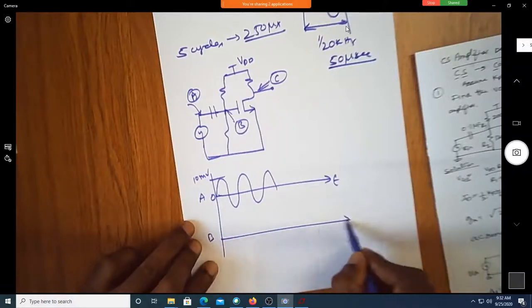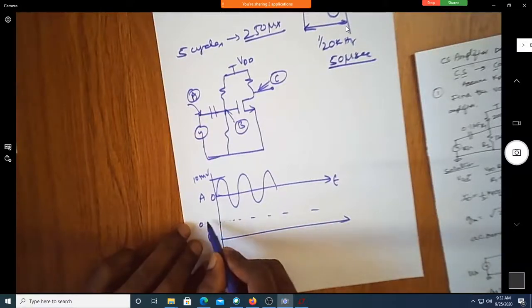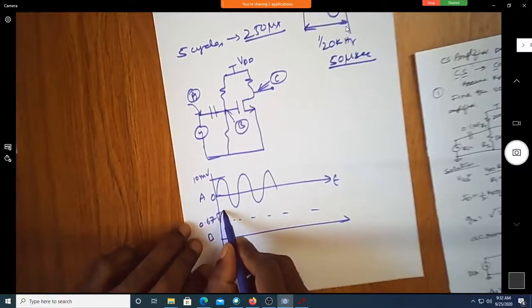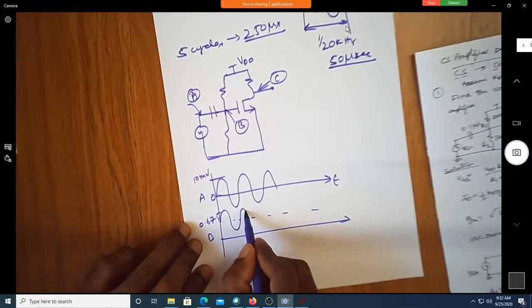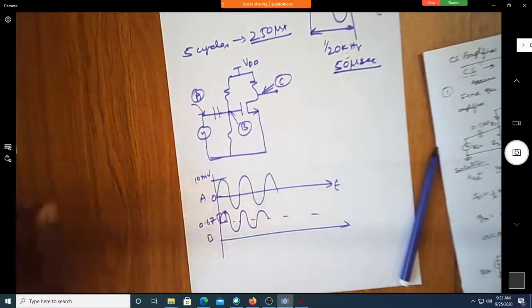It has to be shifted. It is shifted by how much? 0.675 DC volt. Over and above that, you will apply the sine wave. This is again 10 millivolt from here. That's what you can see.